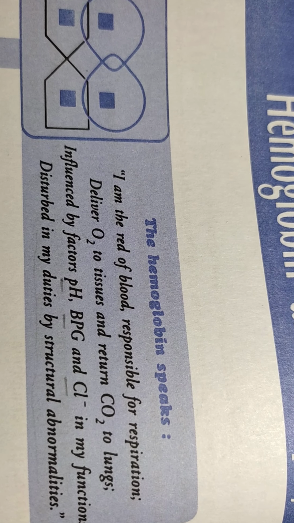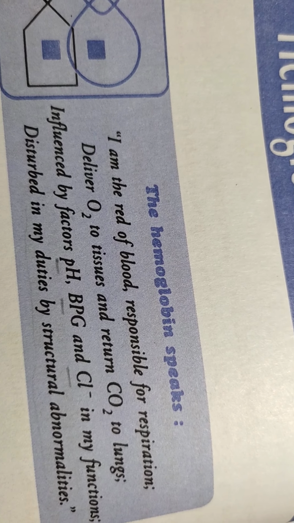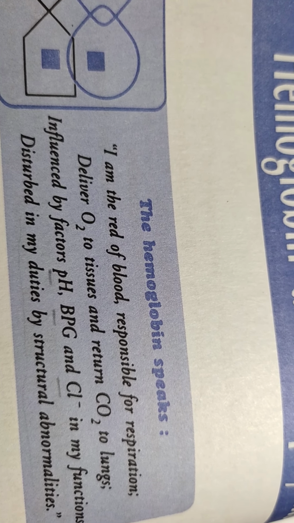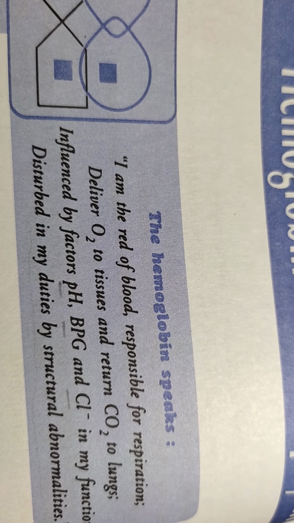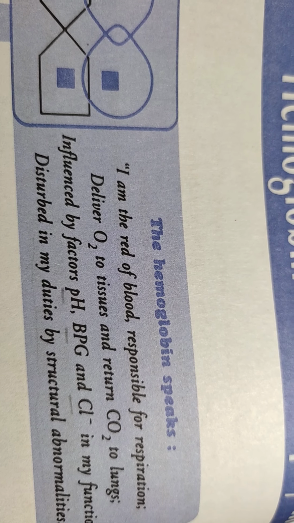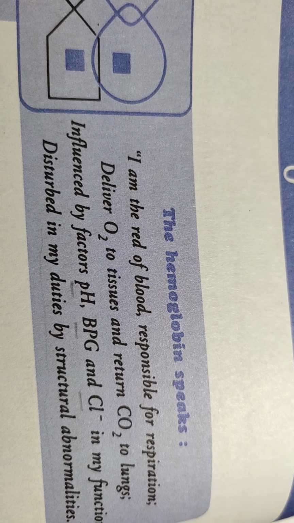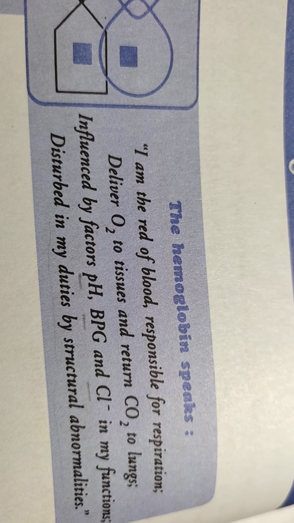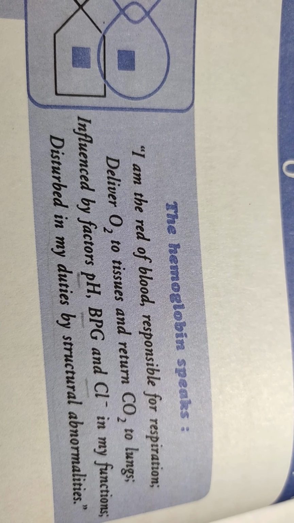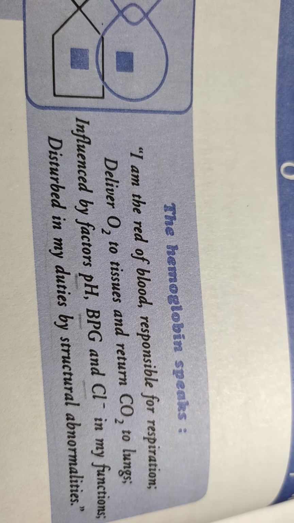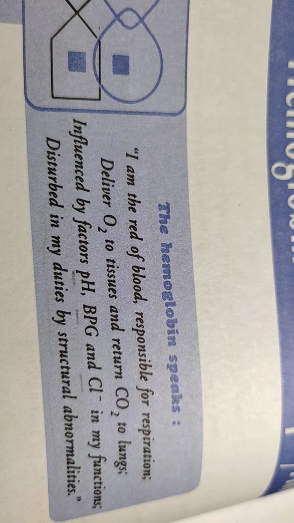As the hemoglobin speaks: I am the red of the blood, responsible for respiration, delivering oxygen to the tissues and returning carbon dioxide to the lungs. My function is affected by factors like pH, biphosphoglycerate and chloride, and I am disturbed in my duties by structural abnormalities. Clinical examples are sickle cell anemia, thalassemia, etc.